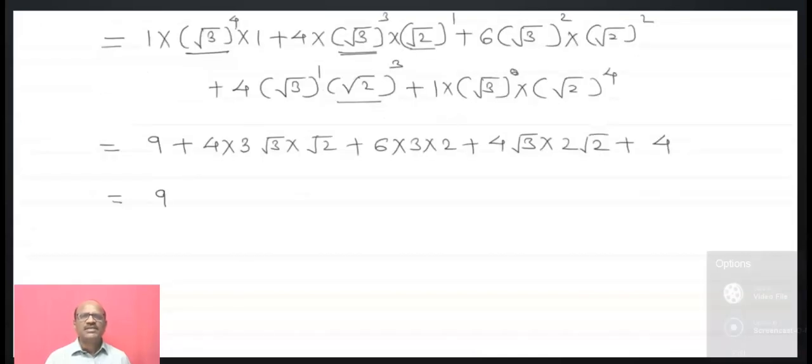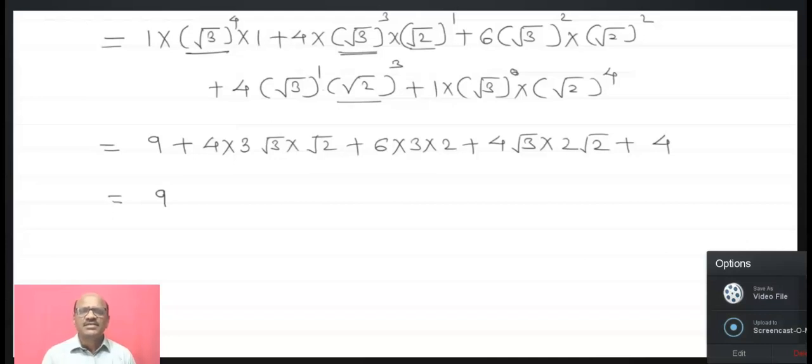And in this way, now we'll add the similar terms here. Which are the similar? That is 9 plus 6 into 3. That is 18. 18 into 2, 36. 36 plus 4. That will be 40. 40 plus 9. It will become 49. What about the next terms? These are the next terms.